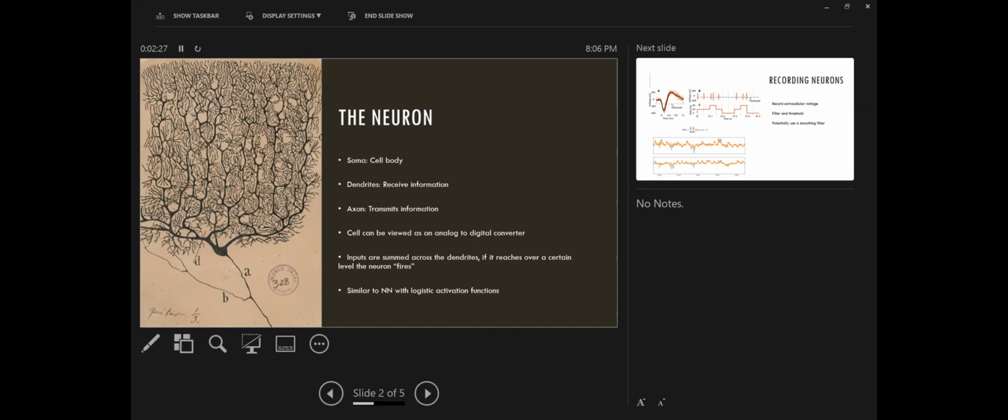And then the information is transmitted down on those pieces that are labeled A and B, which are the axon. The cell can actually be viewed a little bit as an analog to digital converter, because you'll get information coming in across all of these different dendrites together. Once it reaches a certain threshold of information coming from all of these different dendrites, then the cell will say, oh, it's time to activate. And it'll send a pulse of electricity down that axon, which is just going to be a binary 1 or 0, right? Because it's either going to pulse or it's not. And this can be viewed as quite similar to an artificial neural network with some logistic activation function.